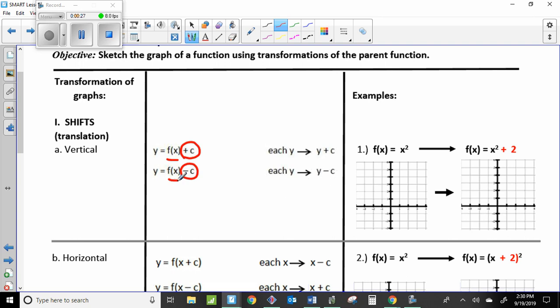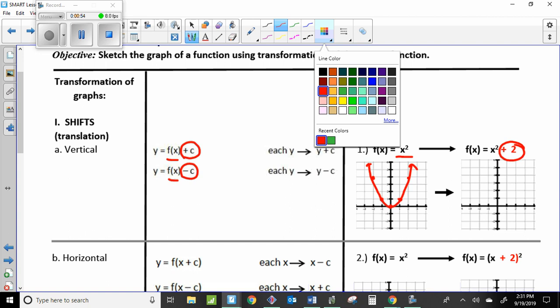So to show that to you, let's begin with a quadratic function. If you recall, the quadratic function has points (0, 0), (1, 1), (-1, 1), (2, 4), and (-2, 4). So all these points will be shifted up because we added positive 2 to your x squared.